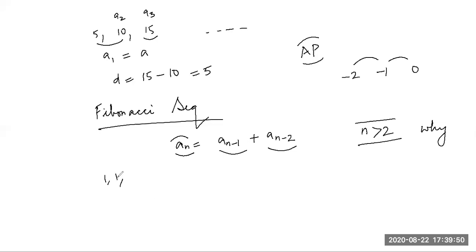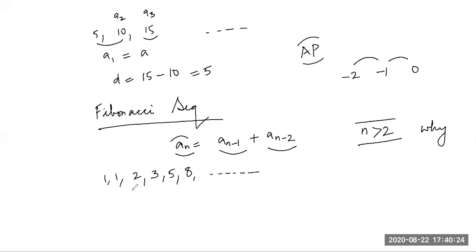Now to get the third term, you add these two, you get 2. For the fourth term, you add these two, you get 3, then 5, then 8. Right? It could be an unending Fibonacci sequence, or simply a finite Fibonacci sequence if it has some defined terms. So let's say in this case every term is the sum of the last two terms.